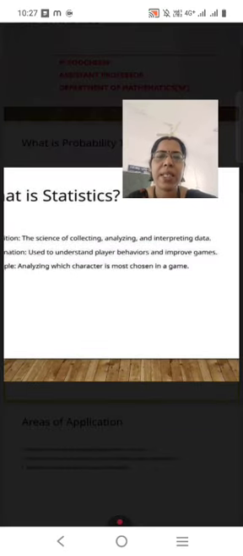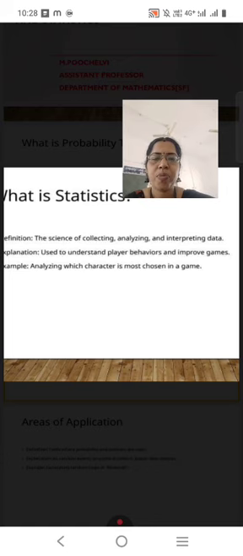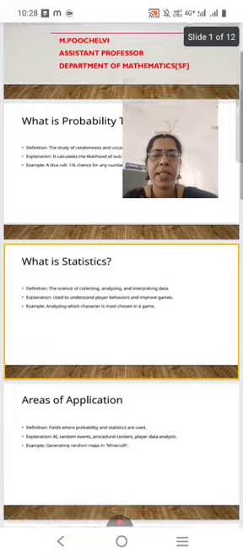Next one is, what is statistics? The science of collecting, analyzing and interpreting data is called statistics. They are used to understand player behaviors and improve games. For example, analyzing which character is most chosen in a game. This is called statistics.